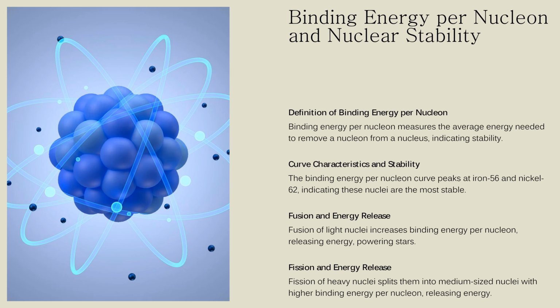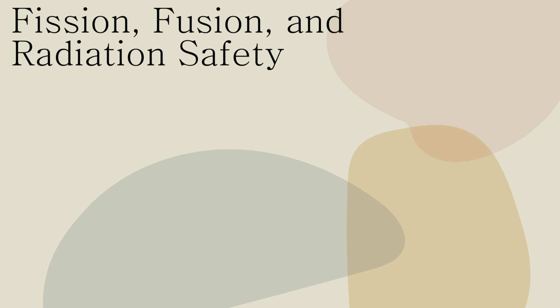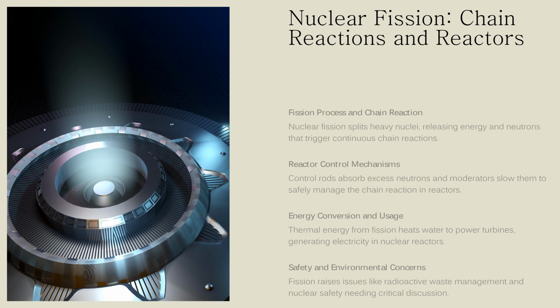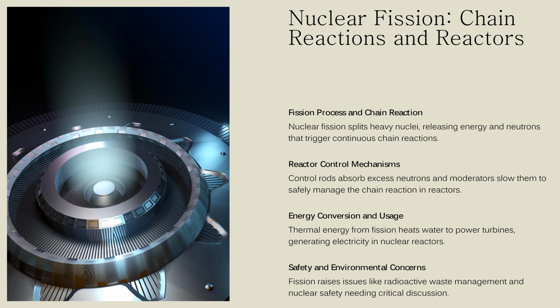The binding energy per nucleon curve rises steeply for light nuclei, reaching a maximum of about 8.8 MeV per nucleon for iron-56 and nickel-62. These nuclei are among the most stable in the universe. Nuclear fission, chain reactions and reactors, nuclear fusion and energy production in stars, radiation risks, monitoring, and safety. Nuclear fission is a process in which a heavy nucleus, such as uranium-235, absorbs a neutron and splits into two smaller nuclei, releasing energy and additional neutrons.